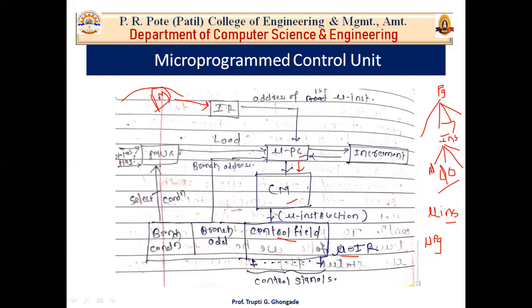So your program is executed in a sequential manner. So it is also called SLM, that is straight line micro program. In some textbooks, this whole process is called straight line micro program. Okay, so if there is only a control field, then what is happening? If there is only a control field, then what will happen? A micro program will execute in a sequential manner.